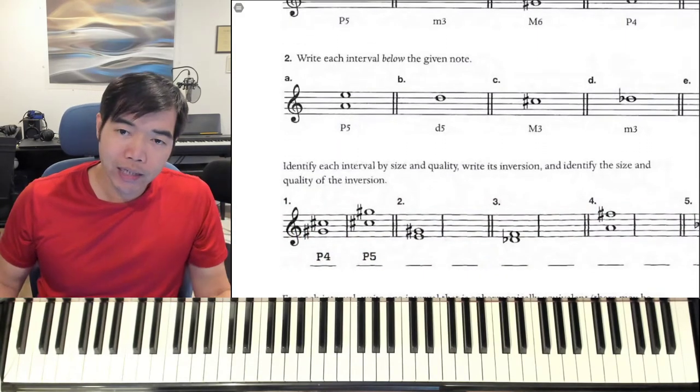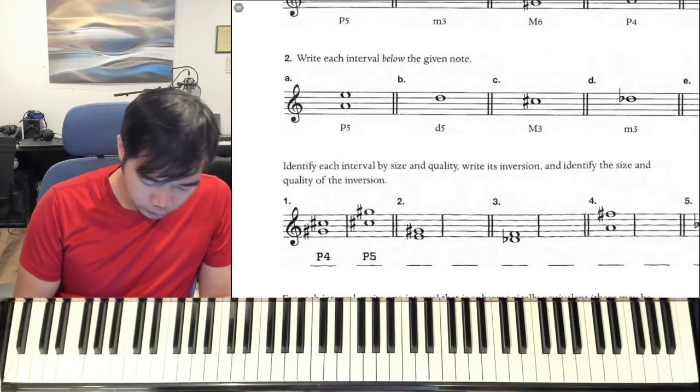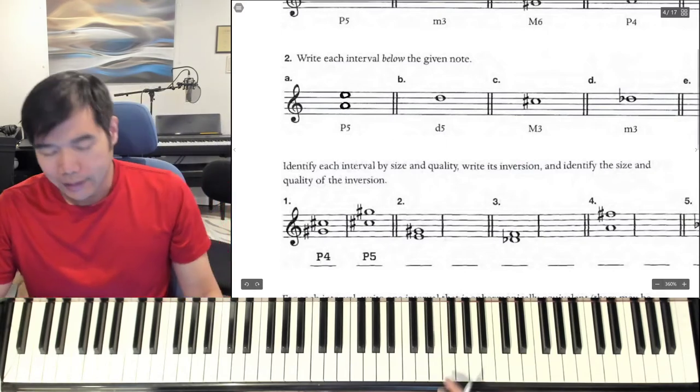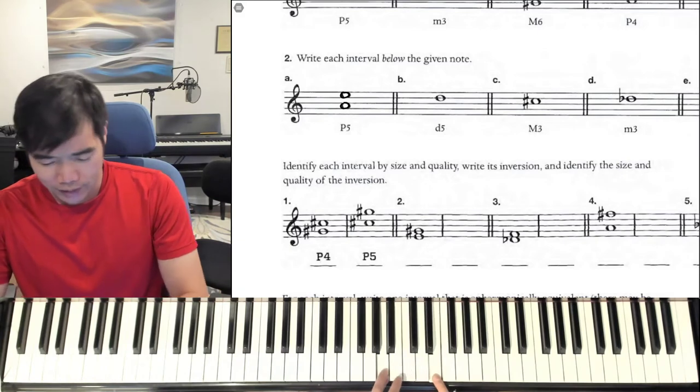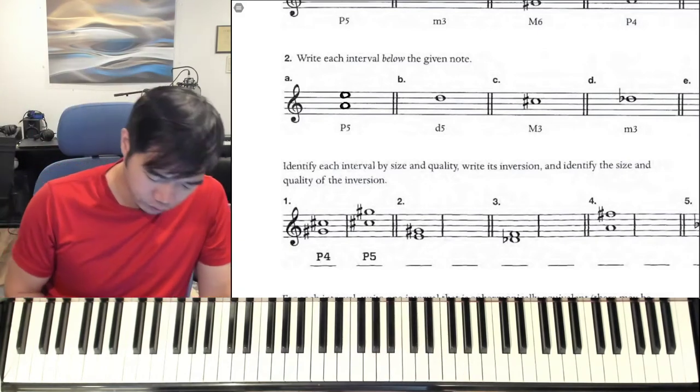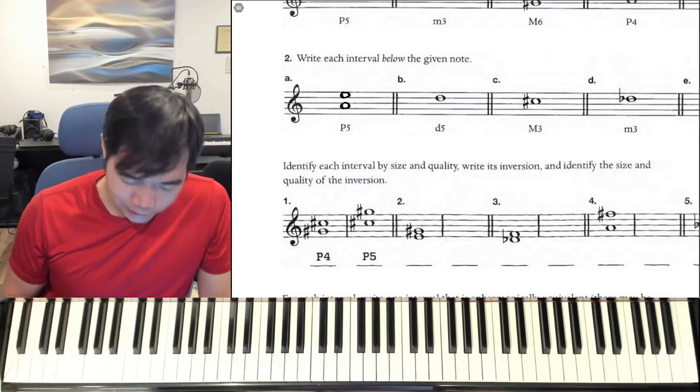Same thing, but now we're writing the interval below the given note. So we're given E. Okay. Down a fifth, 1, 2, 3, 4, 5 is an A. Count the half steps, 1, 2, 3, 4, 5, 6, 7. 7 half steps is a perfect fifth, so we don't need to add any accidentals.